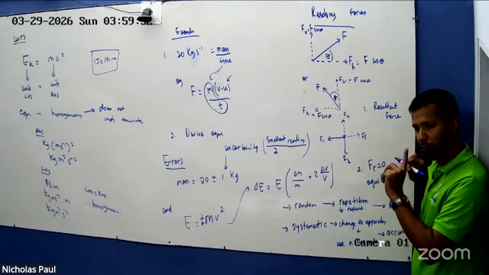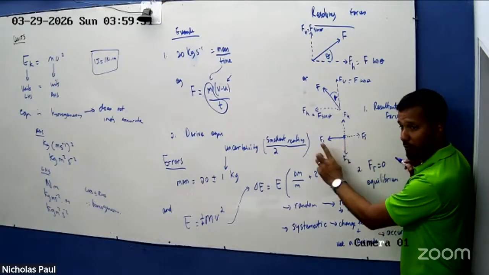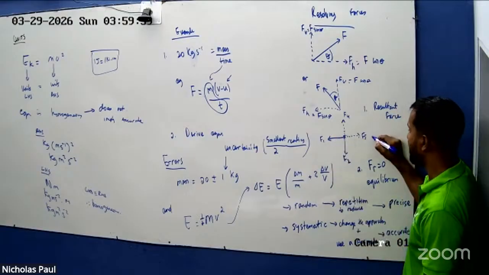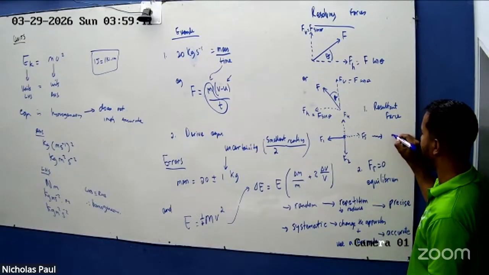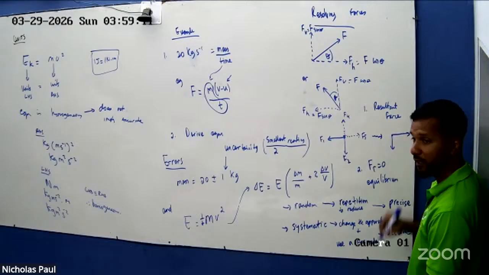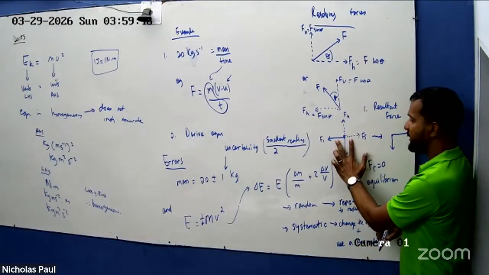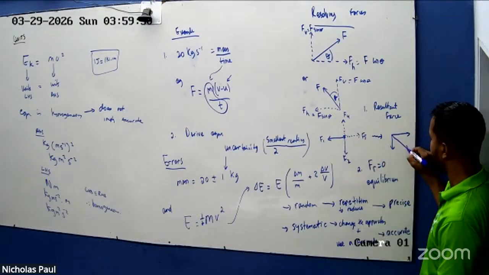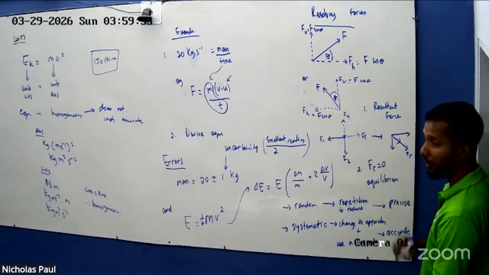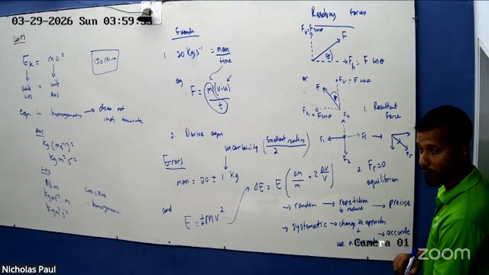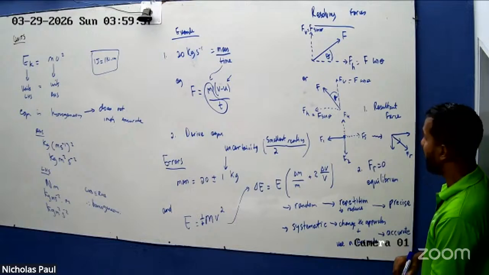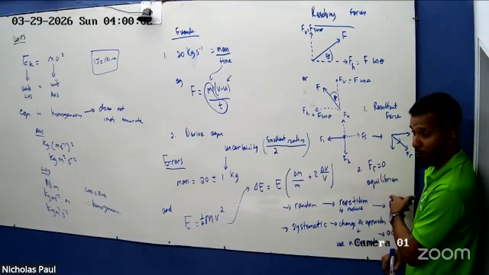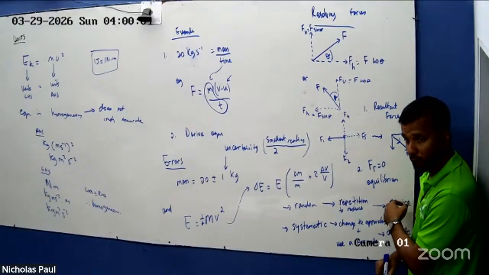Add up all. Resolve horizontally, resolve vertically. So it might simplify to something like this. Resolve these two horizontally, resolve these two vertically. And now your resultant will be right. Everybody okay with that? If this resultant is zero, then we know that the system is in equilibrium.